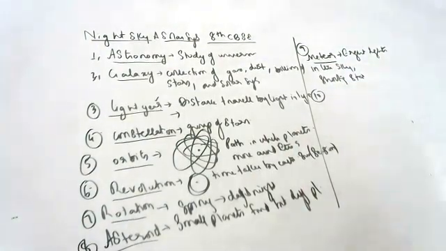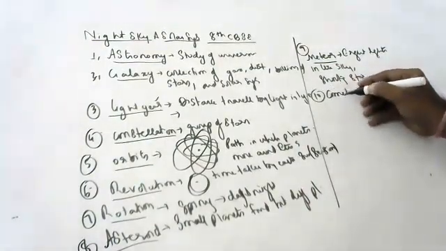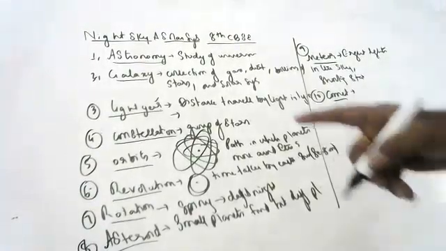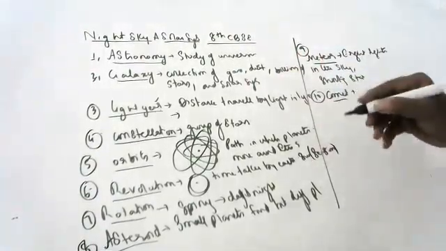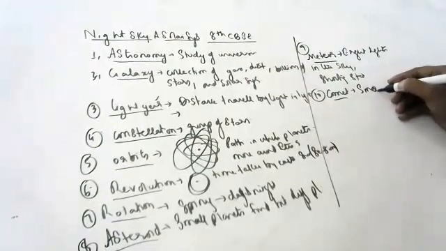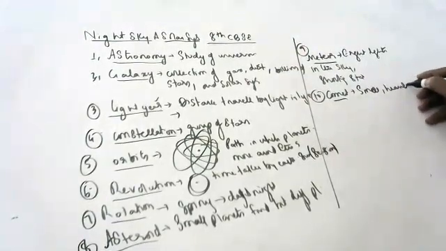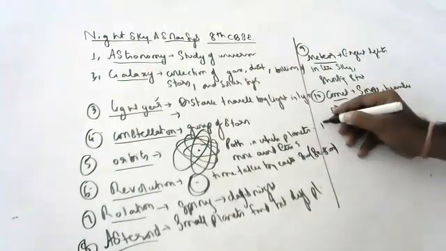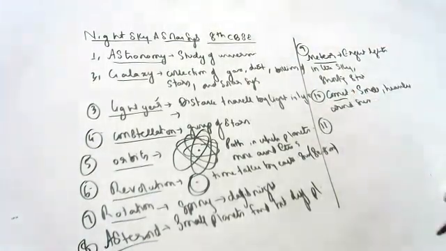Next, comet. What is a comet? Comet is a smaller heavenly body that revolves around the sun. Small heavenly bodies that revolve around the sun are called comets, children.